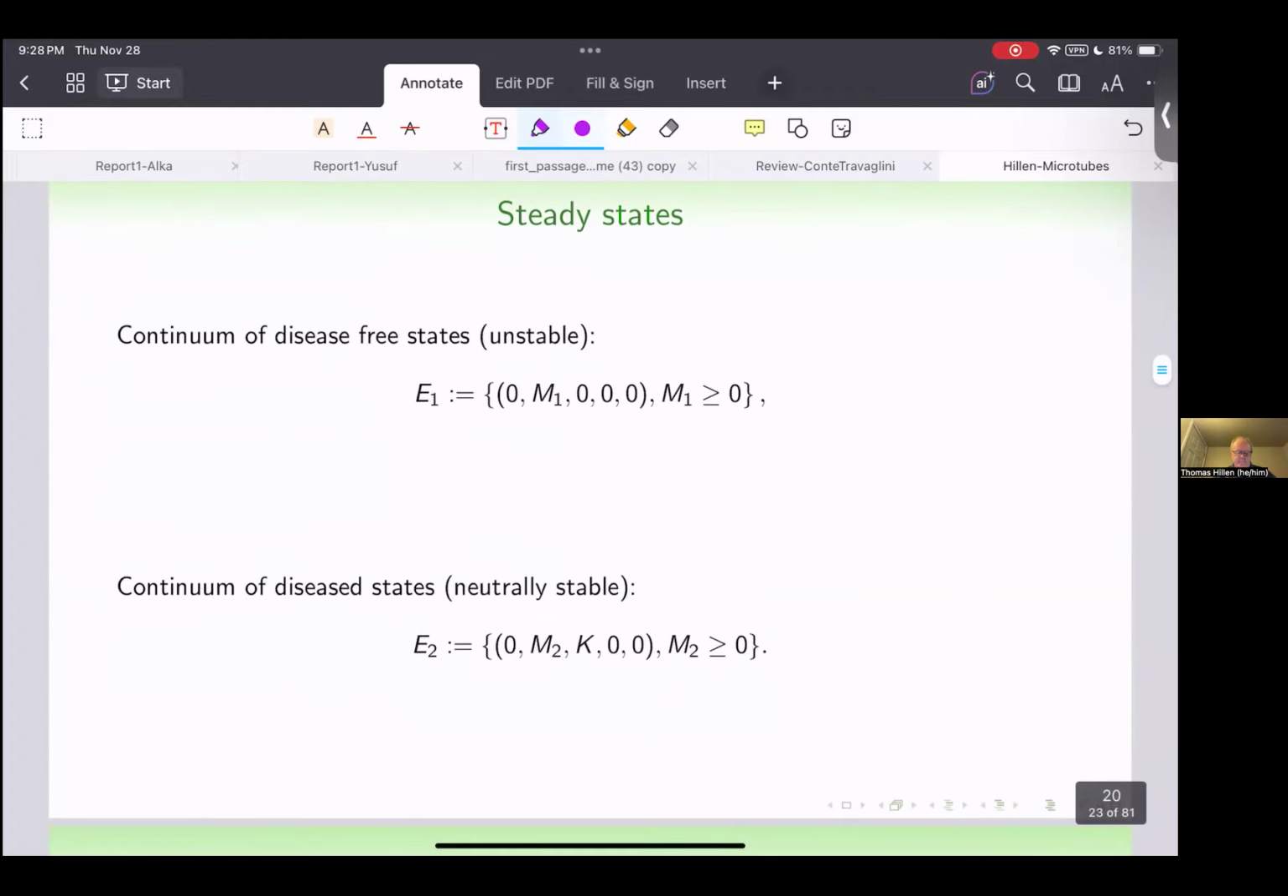So let's do that. So we get a continuum of disease-free steady states where the cancer, this is the cancer, is 0. And then we have a continuum of disease steady states where the cancer is at carrying capacity. These are the steady states we have. The M's are coefficients, so we can have some microtubes in both cases.